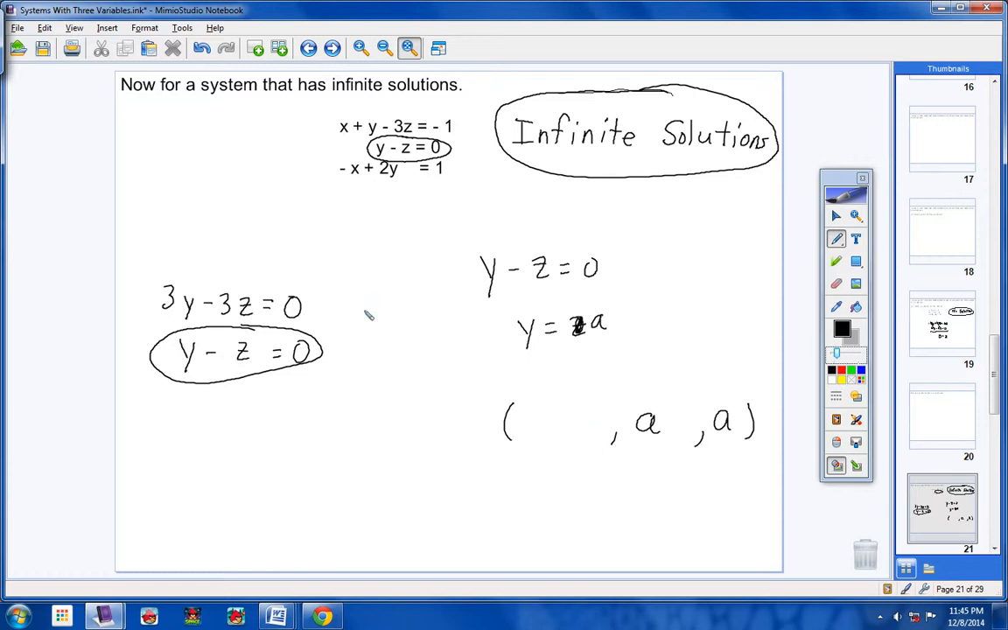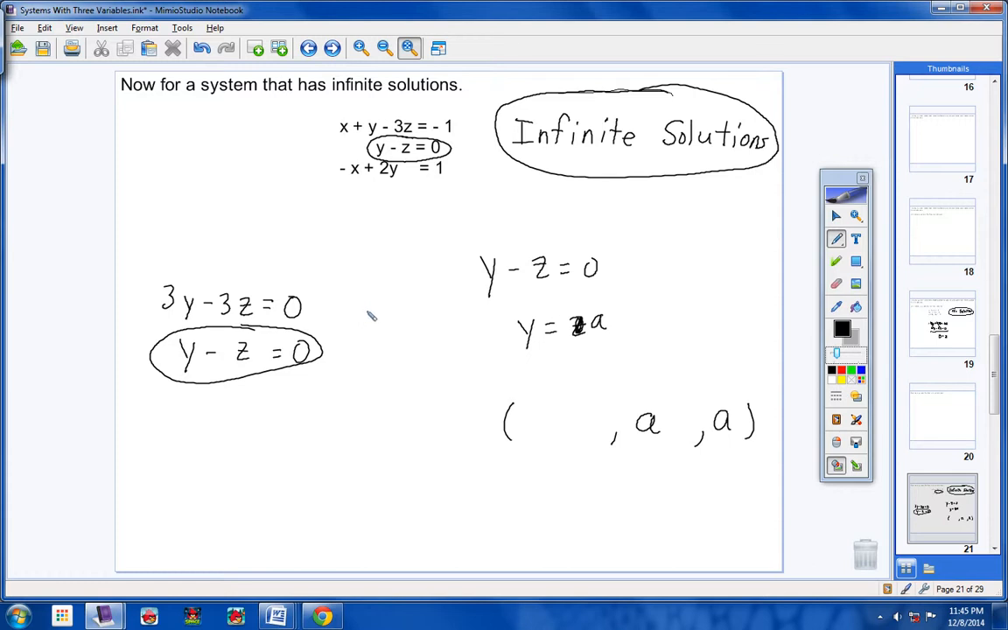Well, I feel like I'm going too fast. Let me pause and back up and go over this again. Anytime you get infinite solutions in your answer, the first thing you do is take one of your equations that has a y and a z. If you don't have one, get one, okay? Then you get y by itself. After you get y by itself, you always put a in for z. Now, why the letter A? Well, every textbook is different.